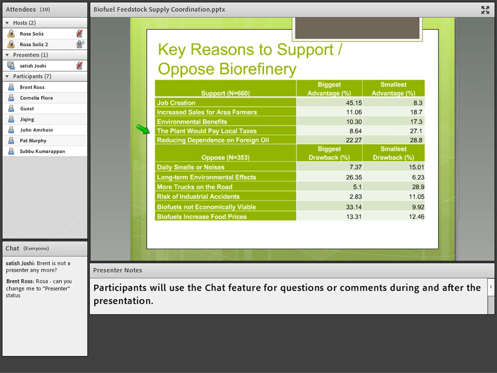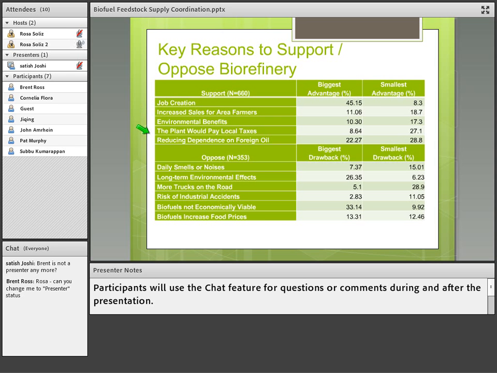In terms of the opponents, the largest group was that they didn't think that biofuels were economically viable. I'm imagining that would be because they would be afraid that the facility would become a white elephant in their town if subsidies were to go away, or maybe they're just simply opposed to some of the policies that Satish mentioned in his opening remarks.